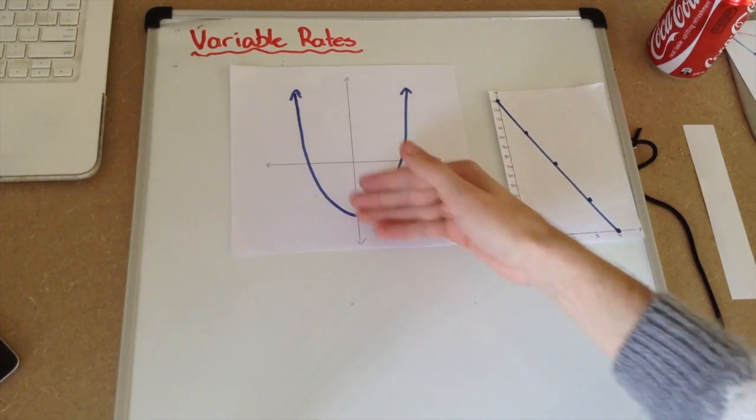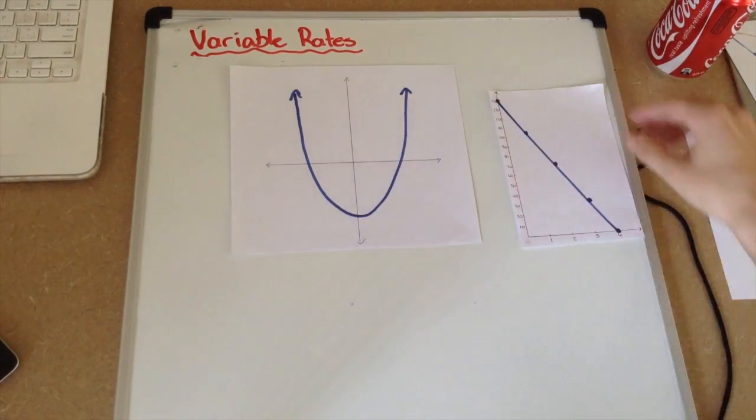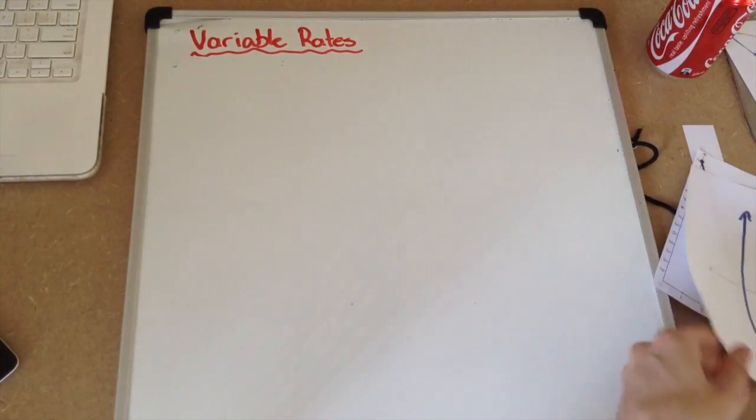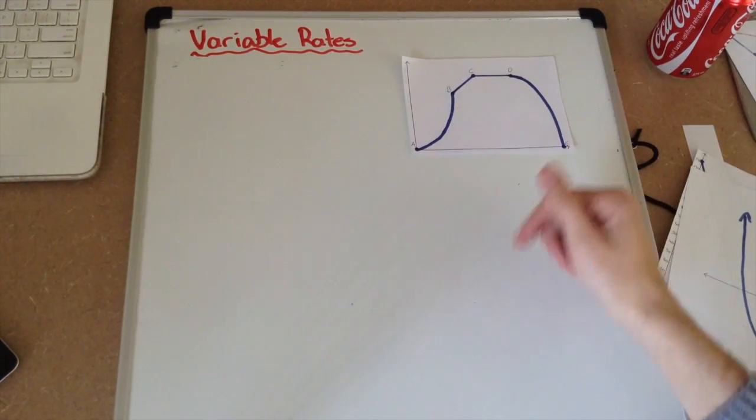Alright, it's clear to see here that the gradient of this actually is changing all the way through. And sometimes we in fact deal with functions that have both curved lines and straight lines, so that is a hybrid function.